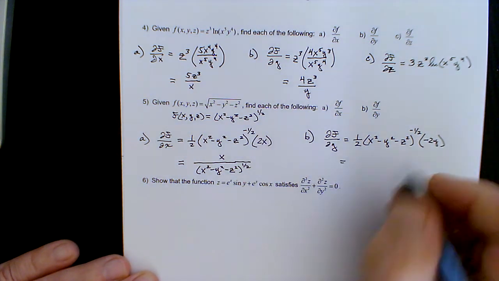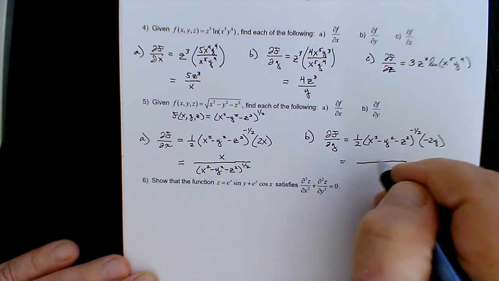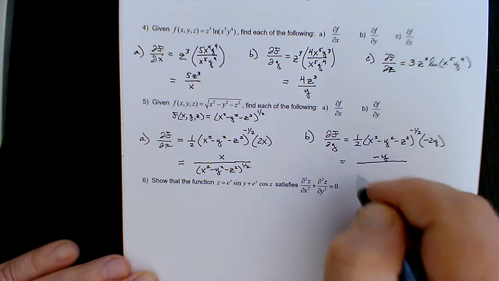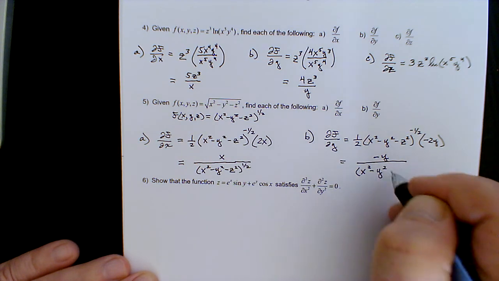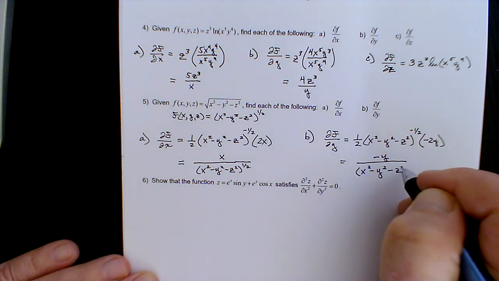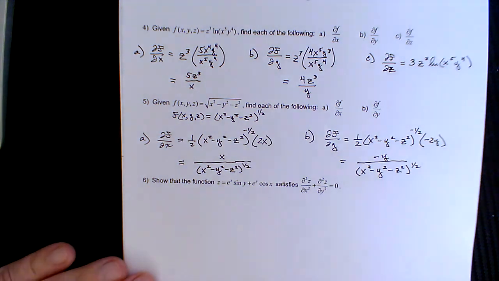And then we'll cancel out the 2's again, but be careful of that negative. In the numerator we have negative y, and then in the denominator the x squared minus y squared minus z squared, now to the positive 1/2.